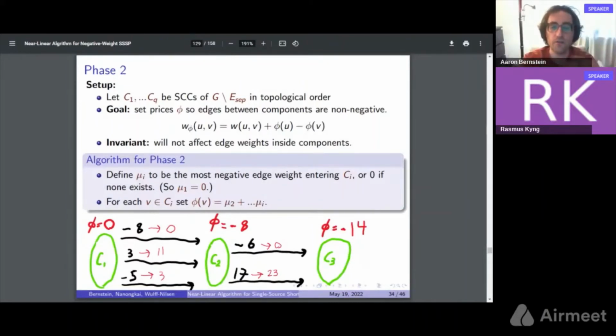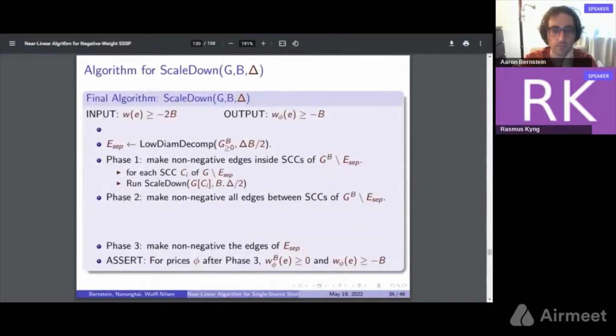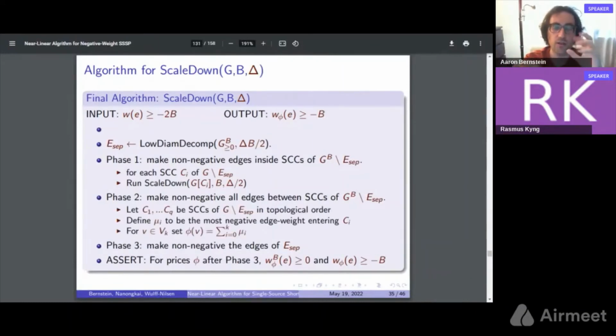Okay, so that's phase 2. We have fixed the DAG edges. So let me now move on to the next phase. First I'll fill in the pseudocode. So we have our algorithm, we filled in phase 1, and now we're saying phase 2, this is the algorithm. To make all the edges between SCCs non-negative, you compute the SCCs in topological order, and then you just loop through the SCCs and adjust prices as you go.